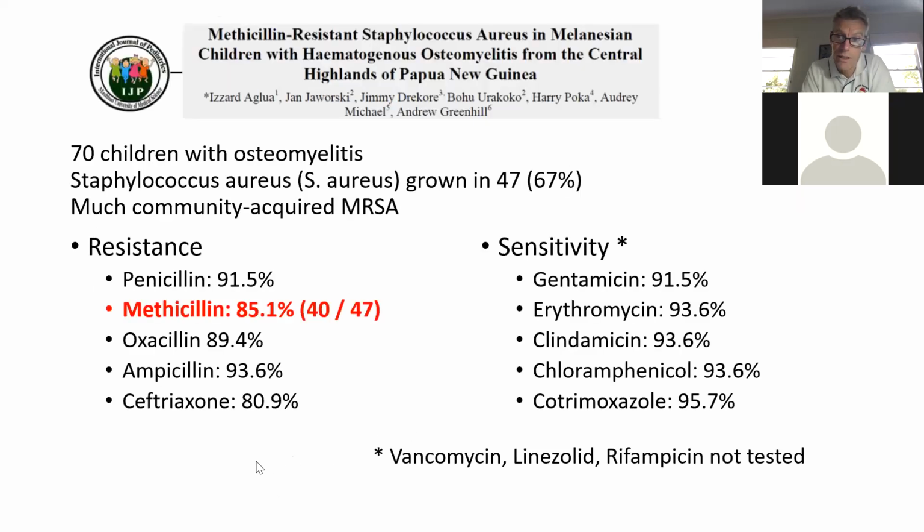In fact, in Kundiawa, there was a study done of 70 children with osteomyelitis, and 85% of those 70 children, so 40 of the 47, had methicillin-resistant Staph aureus. So this was quite an unusual situation where a lot of osteomyelitis, in Kundiawa at least, were resistant to flucloxacillin or cloxacillin, but they remain sensitive to chloramphenicol. Interestingly, chloramphenicol, clindamycin, cotrimoxazole, gentamicin, and a lot of MRSA, methicillin-resistant Staph aureus, remain sensitive to these types of antibiotics.